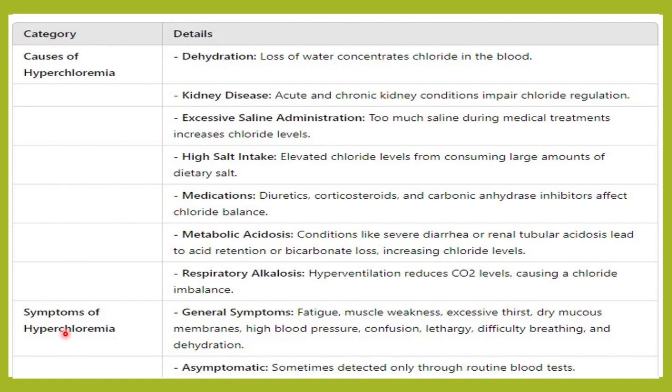Patient may have again fatigue, muscle weakness, excessive thirst, dry mucous membrane, his blood pressure might be high, patient might have an altered sensorium, he might be confused, lethargic, there might be difficulty in breathing. And in certain conditions when the level has not risen very high, the patient can be asymptomatic also, and we only detect hyperchloremia through blood test.